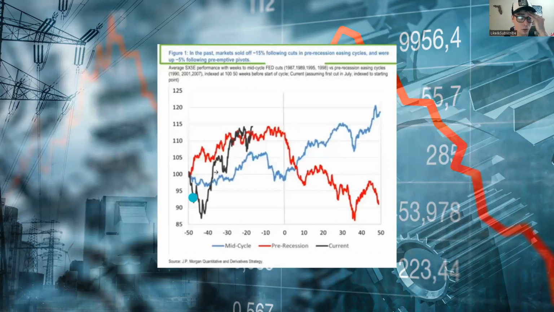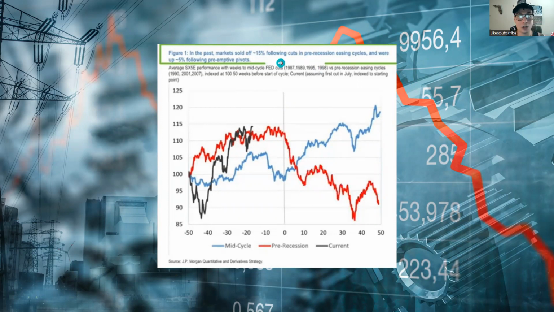Now, what we're looking at here is something really, really interesting. Okay, so what this shows is that in the past, markets sold off about roughly negative 15% following cuts in pre-recession easing cycles, right? And so that's what this red line is right here. Okay, this is going to be the pre-recession easing cycle. So this means that the Fed cuts or starts pausing, and then we get a recession afterwards. You can see it does not look pretty for the stock market, right?